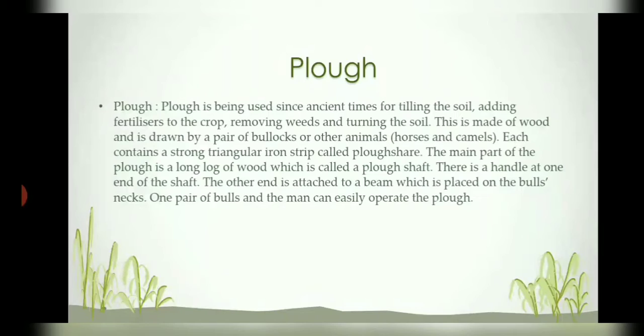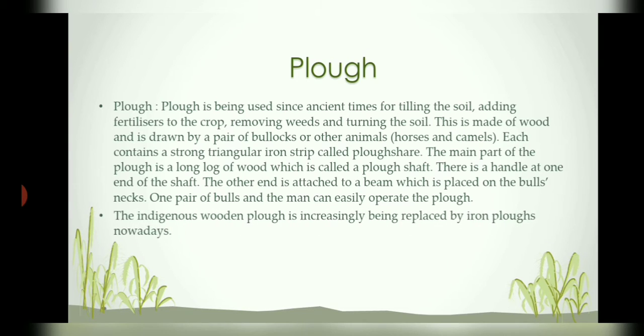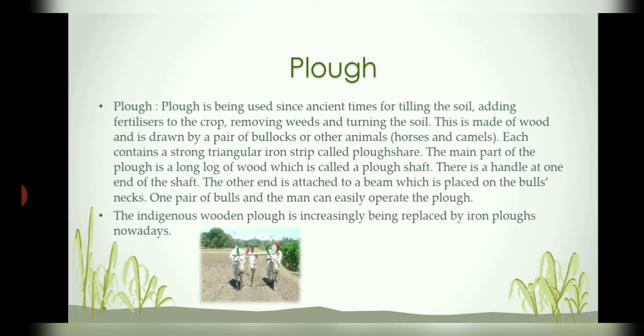The main part of the plow is a long log of wood which is called a plow shaft. There is a handle at one end of the shaft. The other end is attached to a beam which is placed on the bulls' necks. One pair of bulls and the man can easily operate the plow. The indigenous wooden plow is increasingly being replaced by iron plows nowadays.